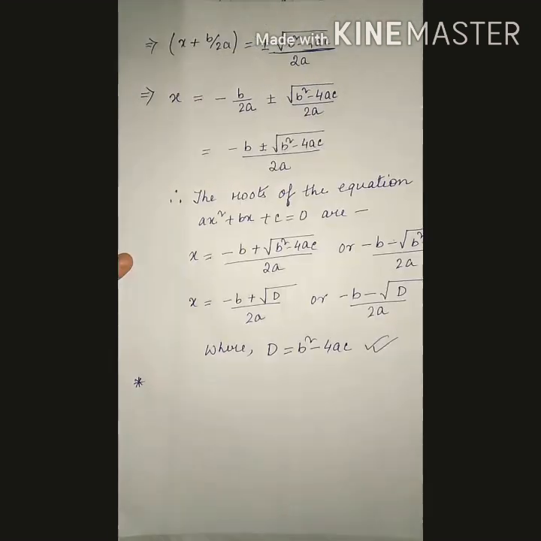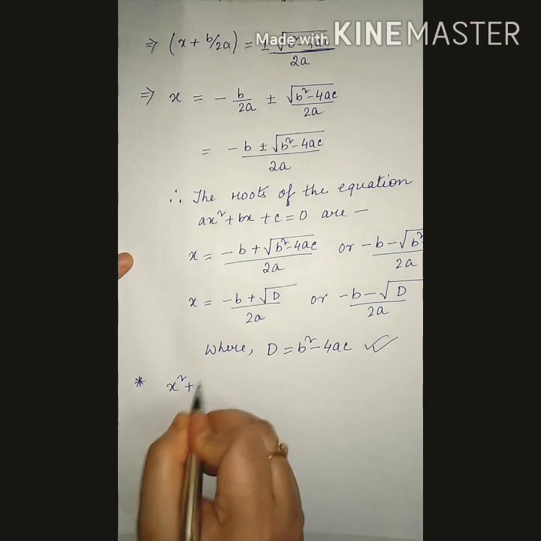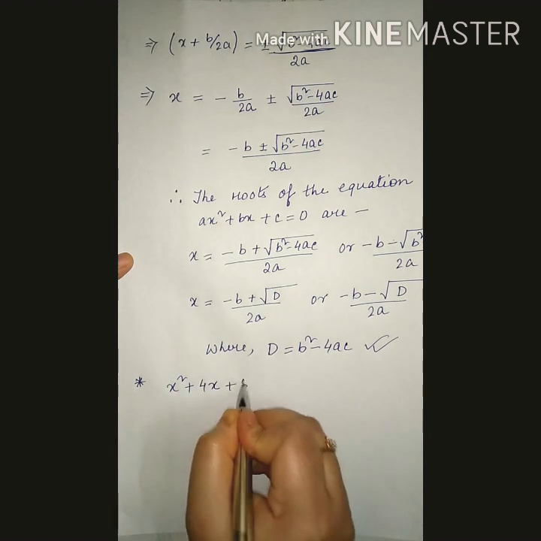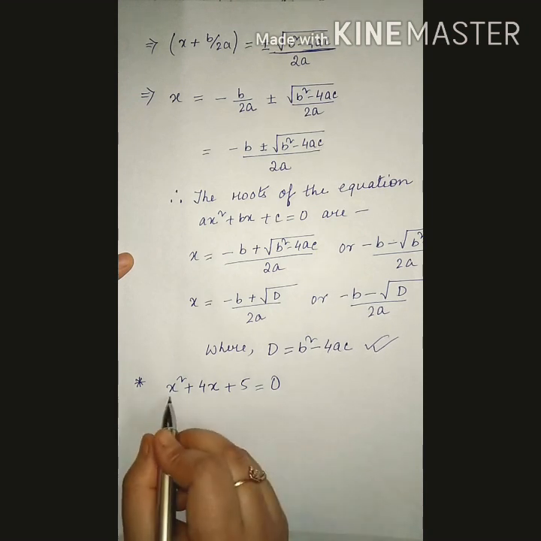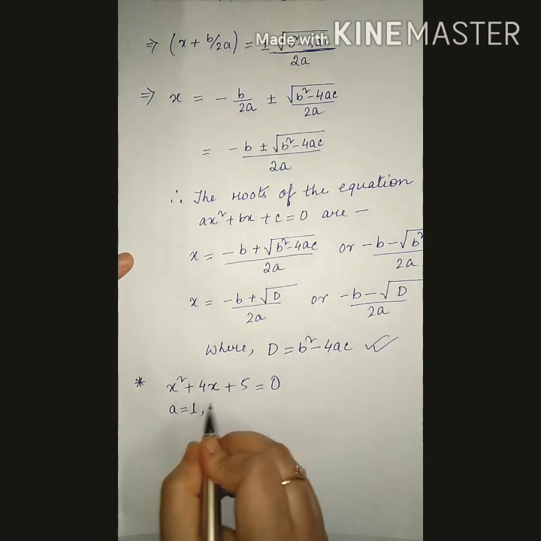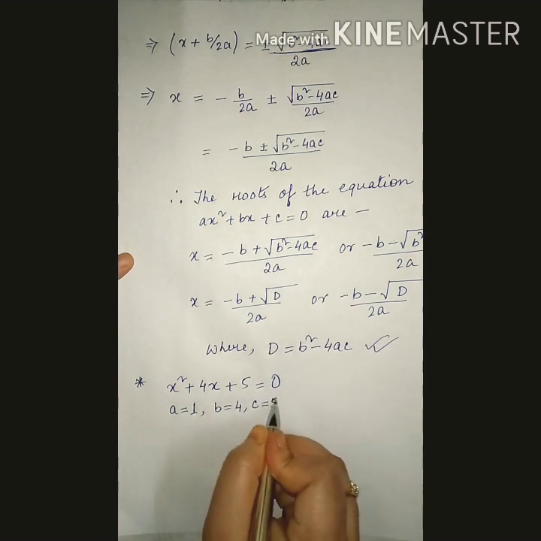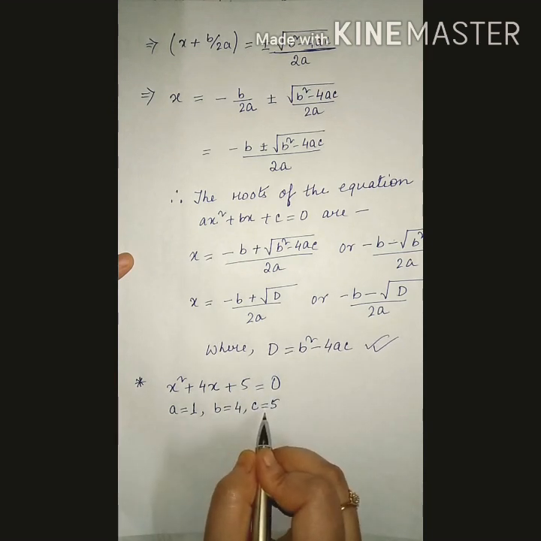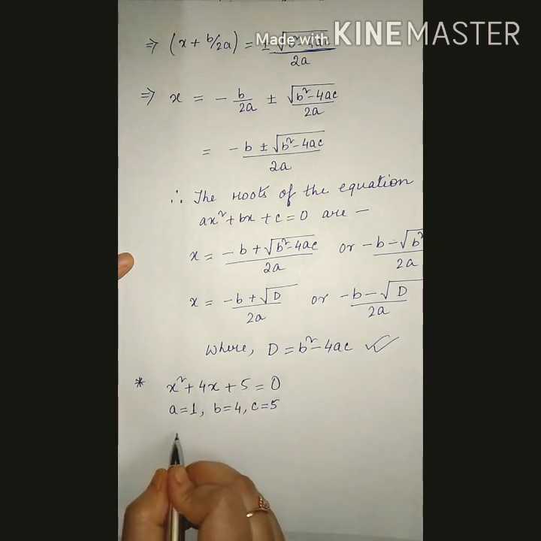Now let us take one example, this one. X square plus 4x plus 5 equal to 0. Now you need to solve it. So here a is equal to what? The coefficient of x square is 1. So a is equal to 1. B is equal to 4 and C is equal to 5 if you compare it with the standard form of quadratic equation. Clear?